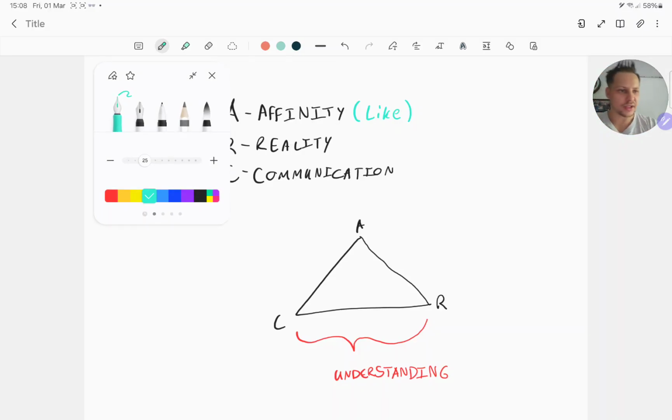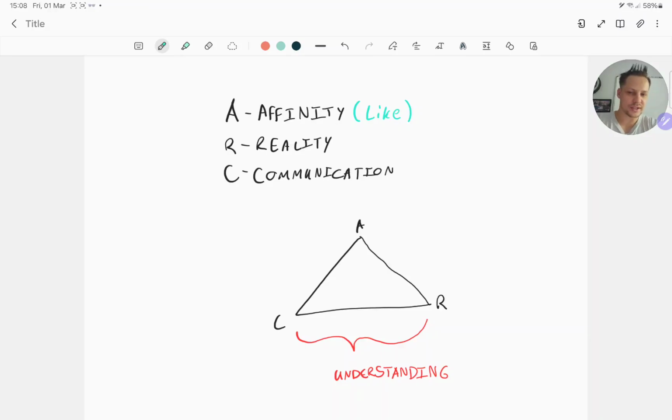And communication, okay, we know this is verbal exchanges. It's data exchanged between two people. Right now, I'm doing this video, so you have a communication with me regarding this principle of CAR or ARC, whichever one you prefer.